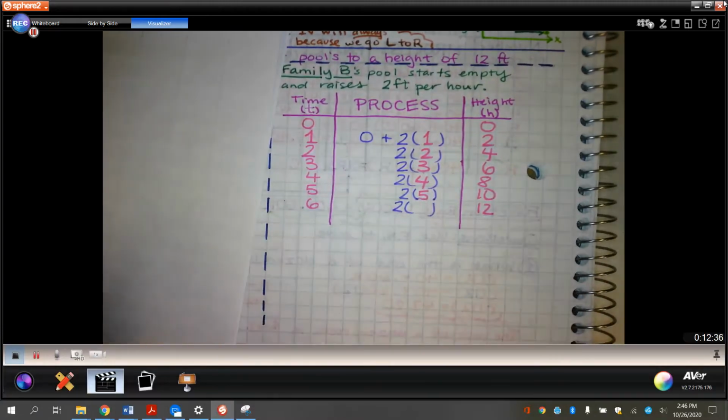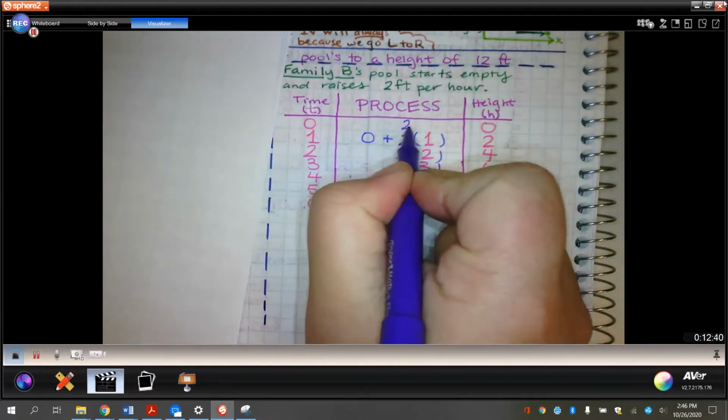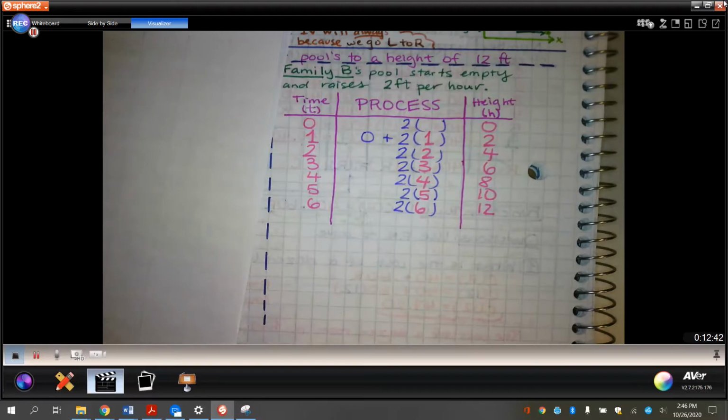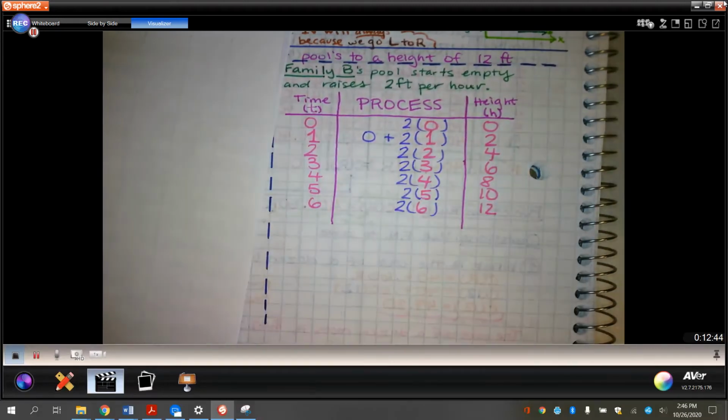And remember, the same works up here. 2 feet for no hours will make 0. And I'm just going to go ahead and write here that this is optional.